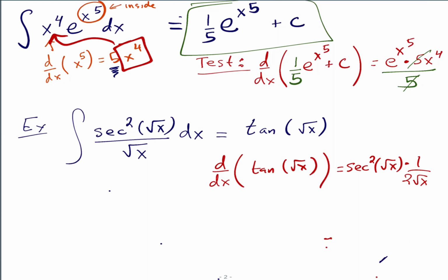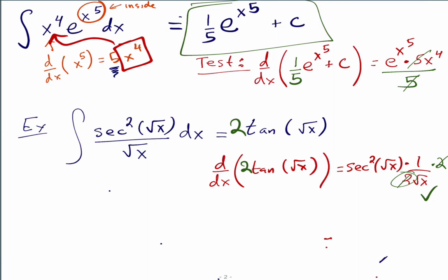It's off by this 2, right? So what do we need? We just need a 2 on top, right? And the 2's cancel, and now we're good to go. So that was pretty easy, right?